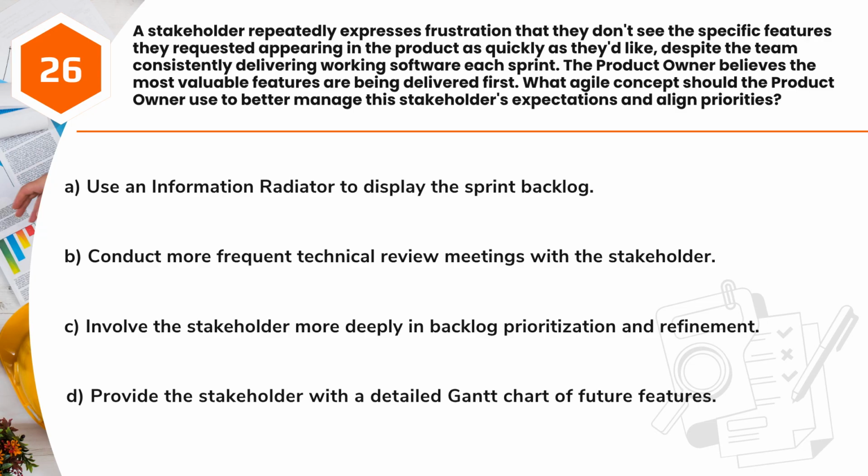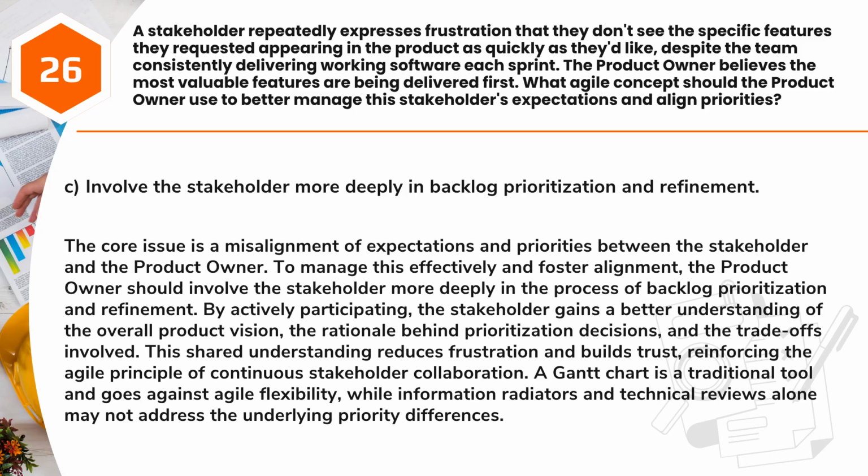A. Use an information radiator to display the sprint backlog. B. Conduct more frequent technical review meetings with the stakeholder. C. Involve the stakeholder more deeply in backlog prioritization and refinement. D. Provide the stakeholder with a detailed Gantt chart of future features. Answer: C. Involve the stakeholder more deeply in backlog prioritization and refinement.